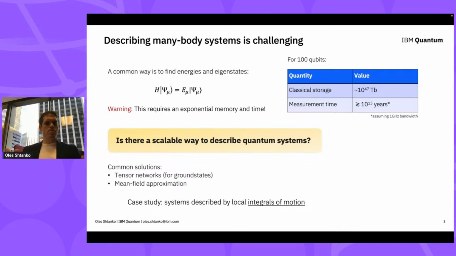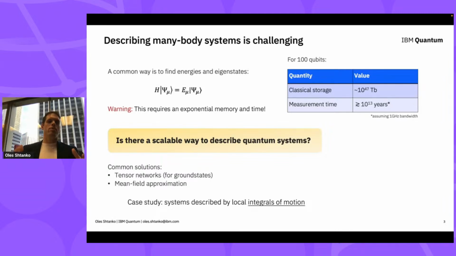But if you deal with a many-body system, you already know that this approach is not very scalable, in the sense that it will require an exponential amount of memory to just store all the information about eigenstates and eigenvalues. Just to give you some perspective, if you have hundreds of qubits, you will require around 10 to the 47 terabytes of data to put all this information together, which is insane, and we're never able to do it.